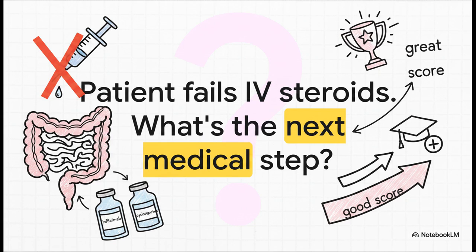So, your IBD patient isn't getting better on IV steroids. Before you make that call to surgery, is there another medical play you can make? The answer is yes. This is where you start thinking about second-line rescue therapies, like infliximab or cyclosporine. Knowing these next steps, well, that's what separates a good score from a great one.